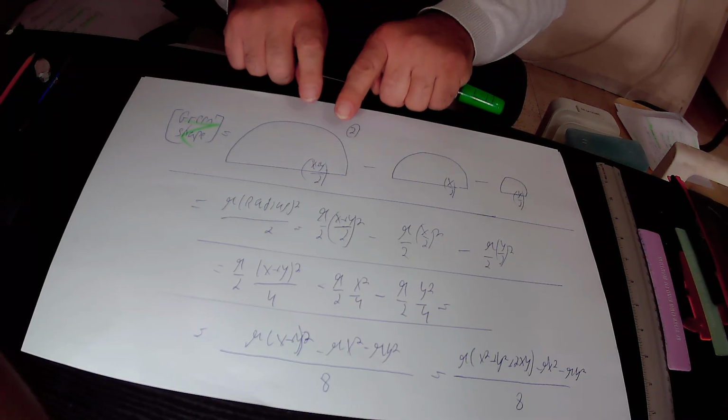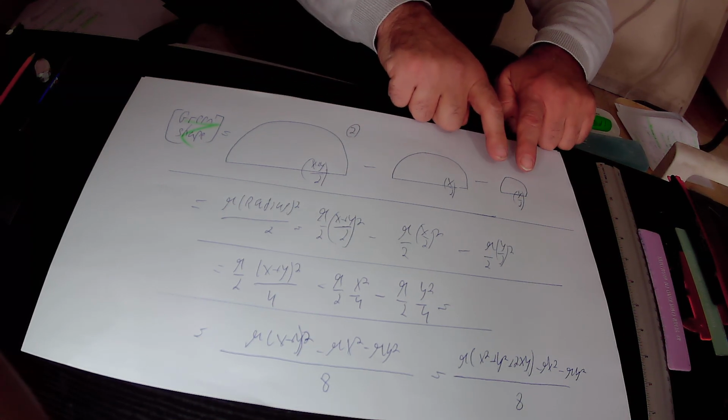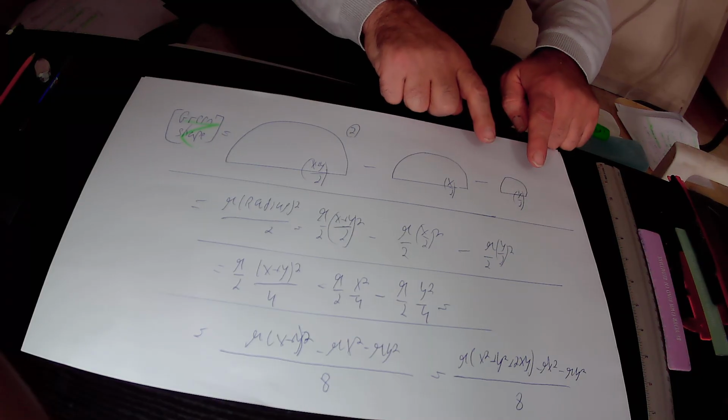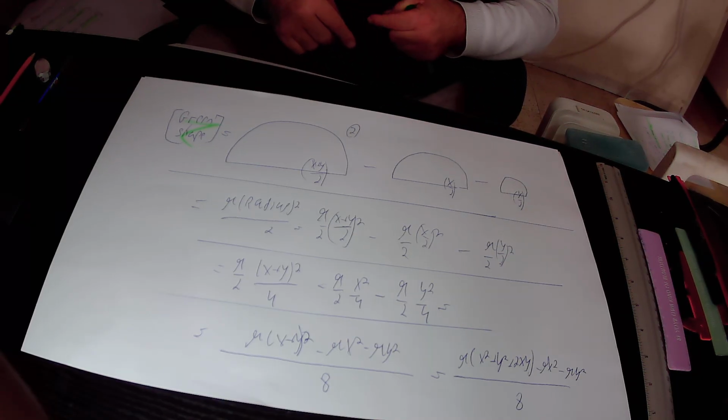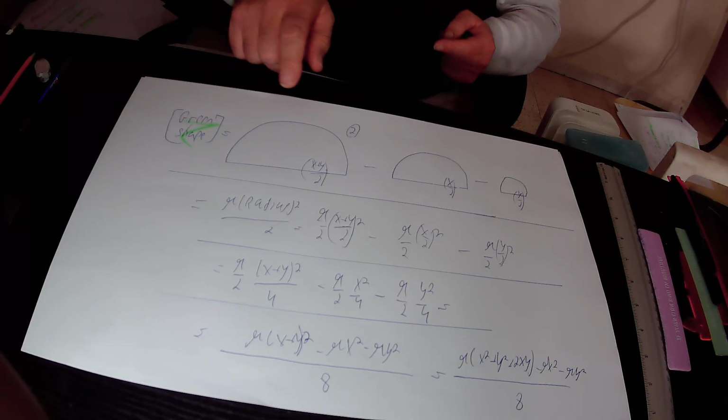The radius of the biggest semicircle is (x plus y) over 2, the radius of the medium semicircle is x over 2, and the radius of the smallest semicircle is equal to y over 2 units in length. So the area of the ring shape equals the value of this expression.